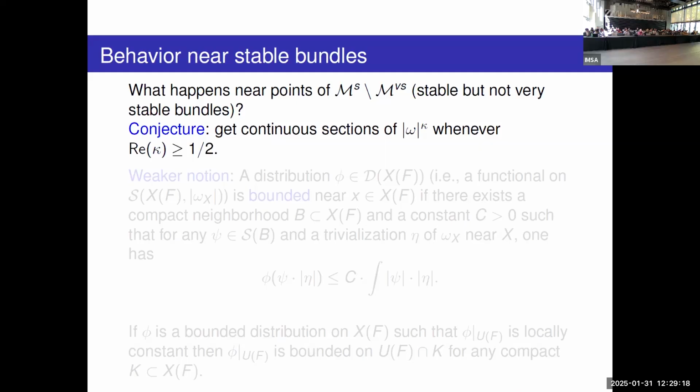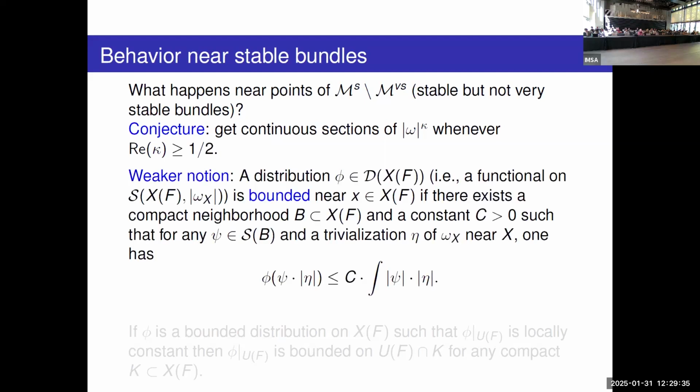There we know that we have a smooth function, a locally constant function. But when we look at what happens at the stable but not very stable locus, the slopy divisor, the hope is that they still extend to continuous sections. We don't know how to prove that, but we have some weaker notion which is still enough, for example, to check that we have the L2 property. For example, in the case of half-densities, this is enough to prove that the pairing is well defined.